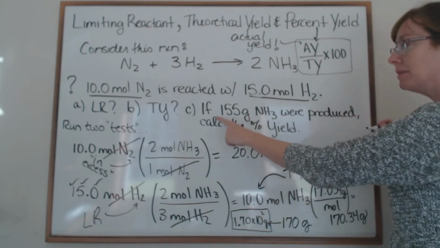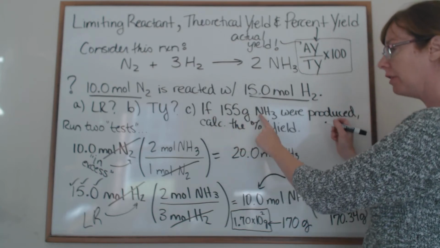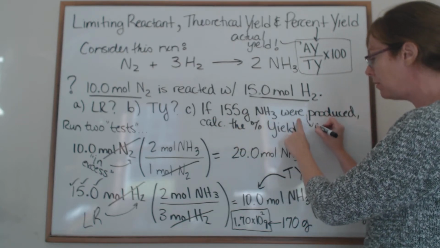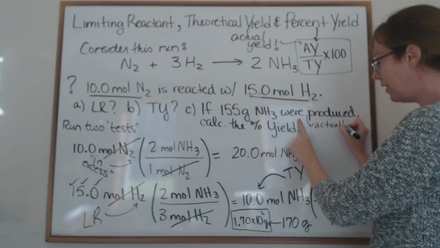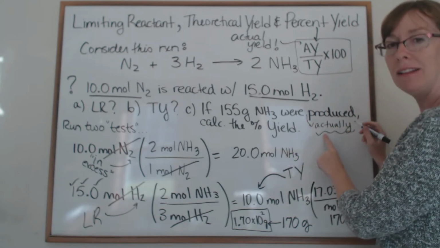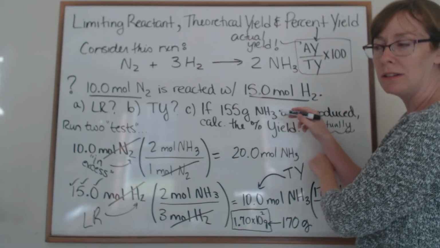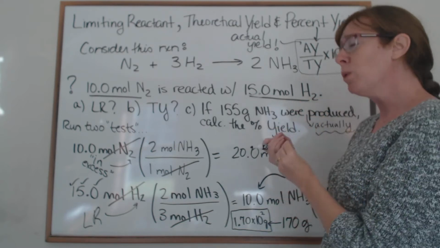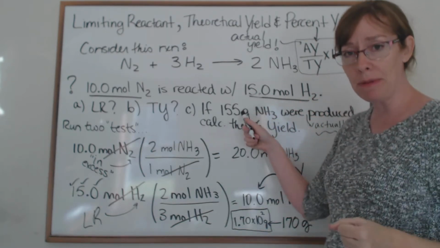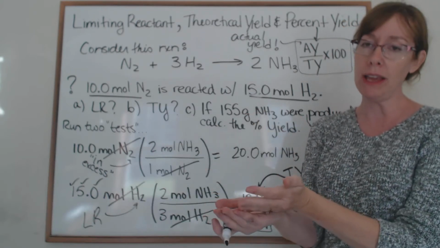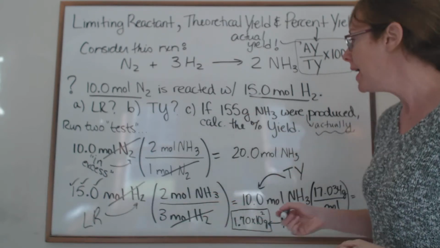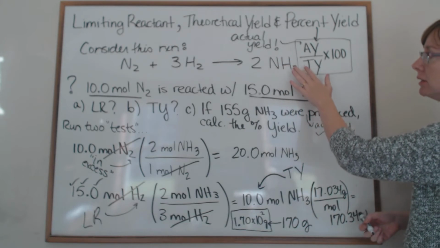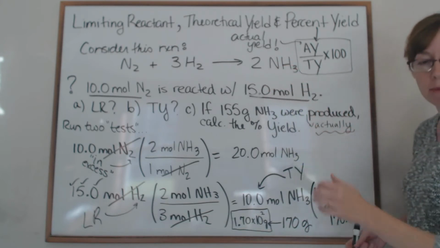Now, sometimes it will say the words, "if 155 grams of ammonia were actually produced." That would be a gift if they tell you, because then your mind is immediately going to recognize that that's the actual yield. But to be honest, even if it's not written, when someone is reporting in this type of question how much you got, that's called the actual yield. And so let's calculate the percent yield for our experiment here.